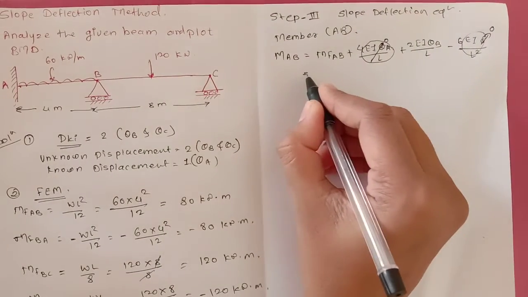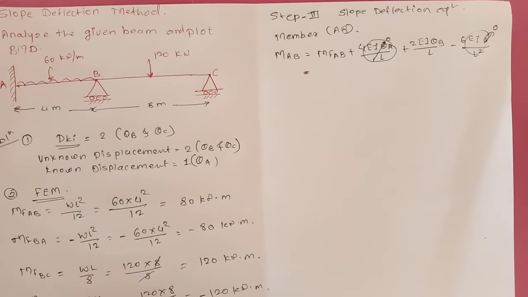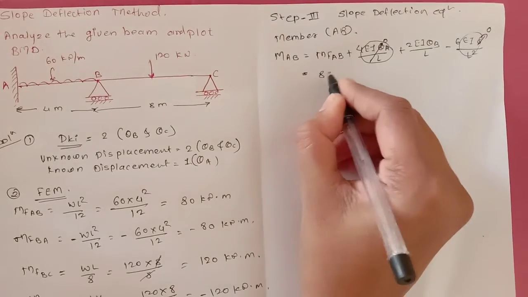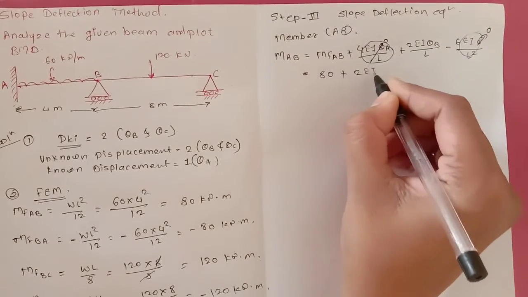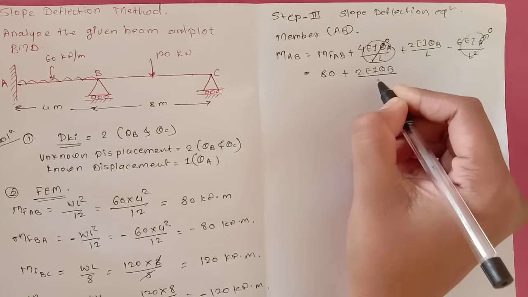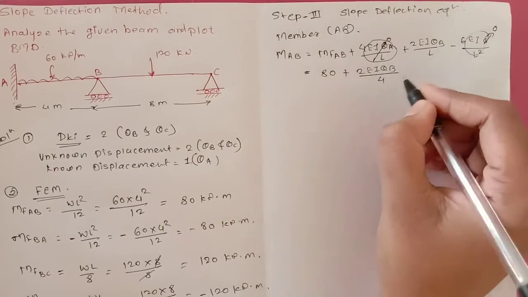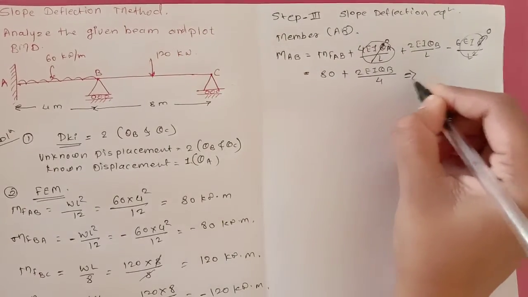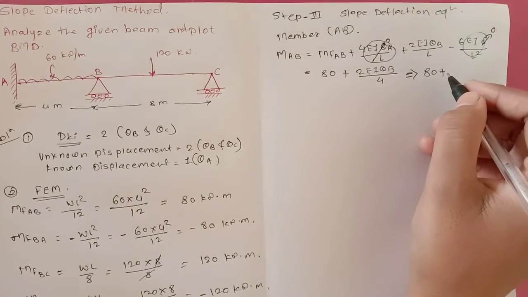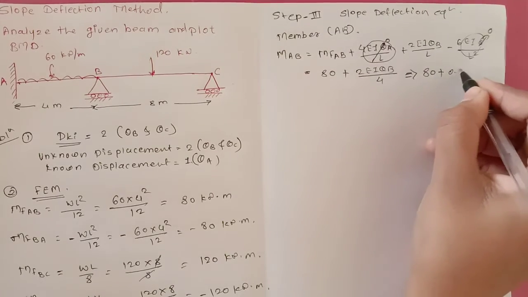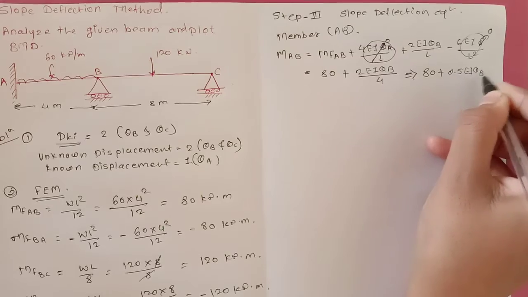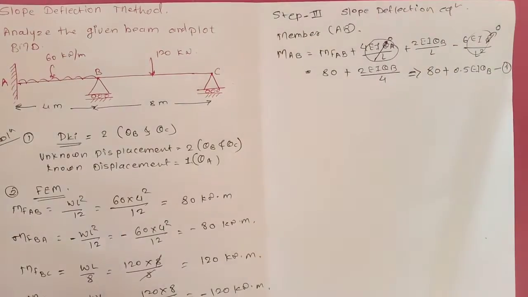So remaining is, we know the fixed end moment for member AB is 80 kilonewton meter, which was already calculated in the second step. So 80 plus 2 EI theta B divided by L, where L value is 4. So the equation is 80 plus 2 divided by 4, which is 0.5 EI theta B. This is equation number 1.